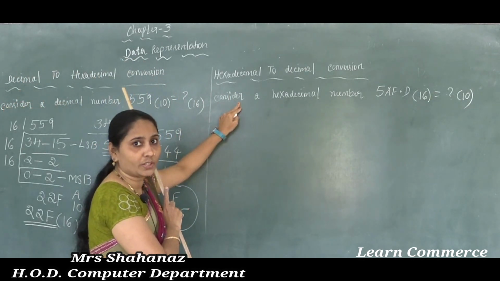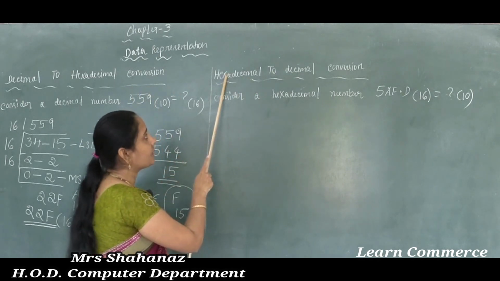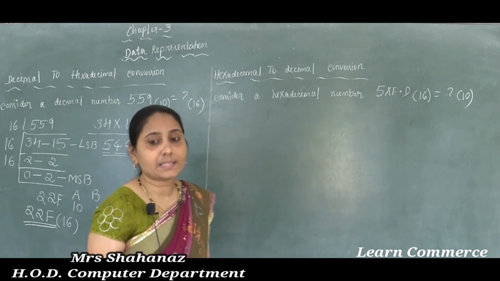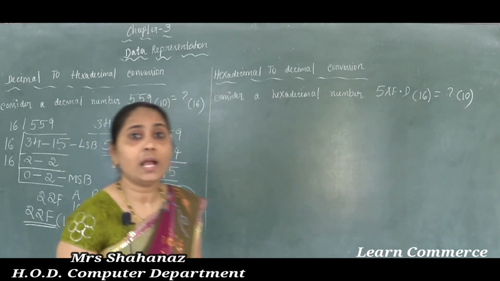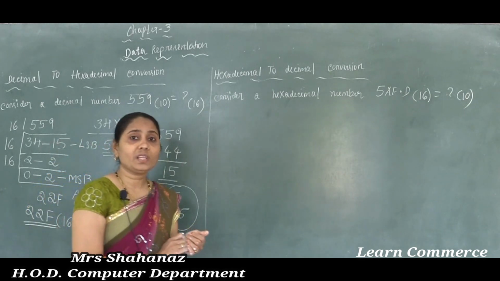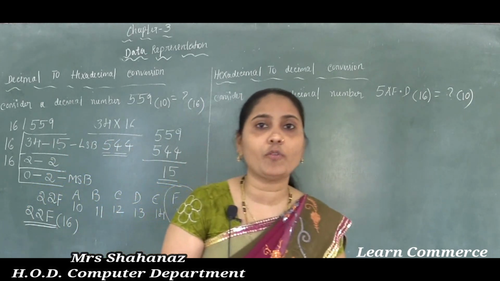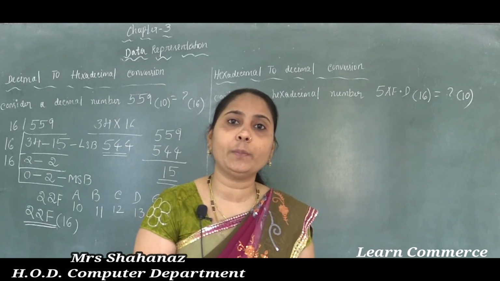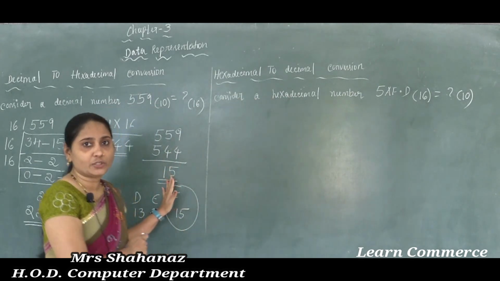So what's the conversion? That means the conversion is hexadecimal to decimal conversion. Clear this one here? Hexadecimal to decimal conversion. As we know, step 1: multiply each digit of the hexadecimal number by its positional weight and add all the products. So this is the step we need to follow.